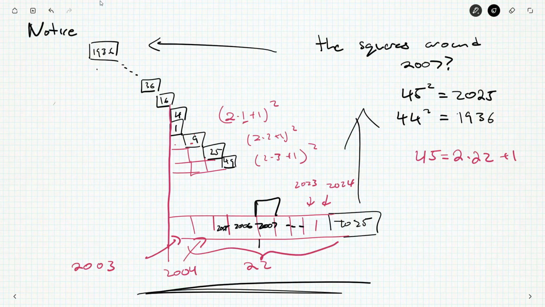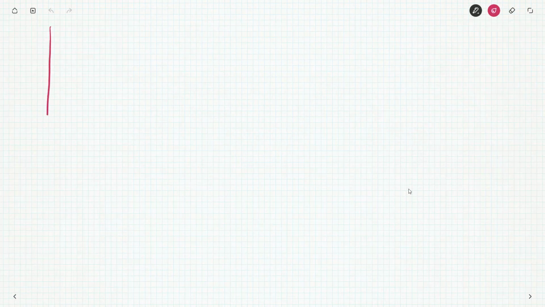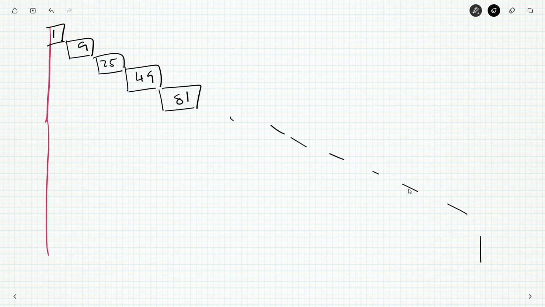We need to figure out what's above it and what's below it. How are we going to do that? Well, let's draw our picture again a little bit. Again, I'm going to have this red line in. I don't think we need to focus on the even squares. But we can get this 1 in here, 9, 25, 49. We'll add in 81 just for fun. And it keeps going down. We get 2025.